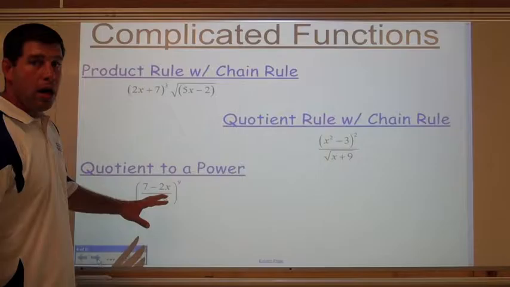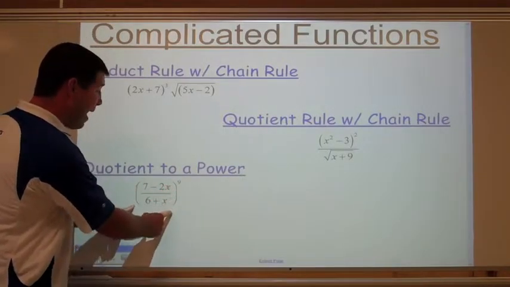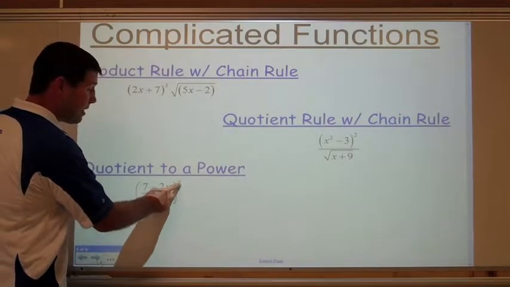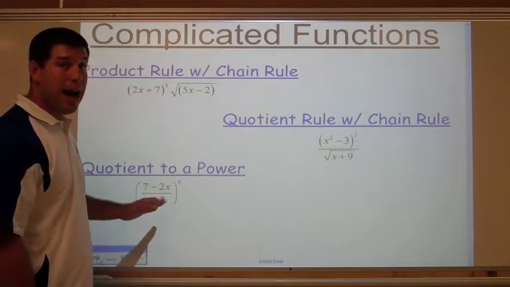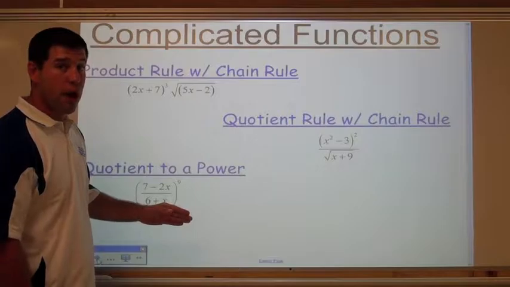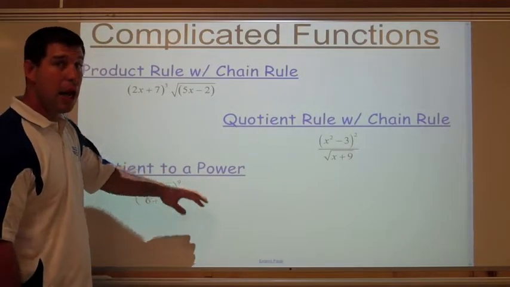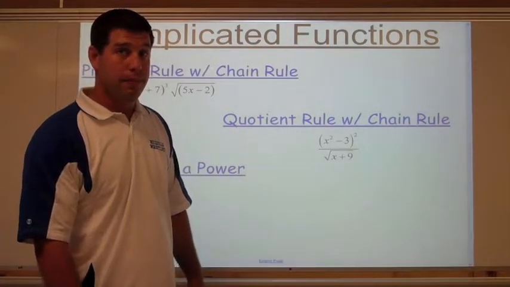Finally, another chain rule application, quotient to a power. This one's going to get a little bit ugly when you're simplifying it, but again, it's the same idea. I have my main function, something to the ninth power. 9 times this to the eighth times the derivative of what's inside. But the derivative of what's inside is going to be a quotient rule. Low d high minus high d low over the square of low. So this is going to be a pretty complicated one. It's going to be pretty messy, but it's still the same thing. You're still just finding the slope of the tangent line.